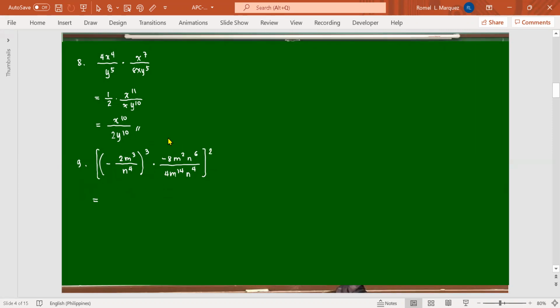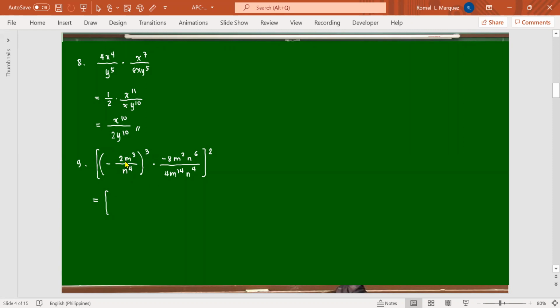Let's first simplify inside brackets, no? So, getting what, guys? This is negative. When you cube a negative, what's the answer, guys? Negative. So, and this is negative. What's now the answer? Positive, right? So we know that it is positive.